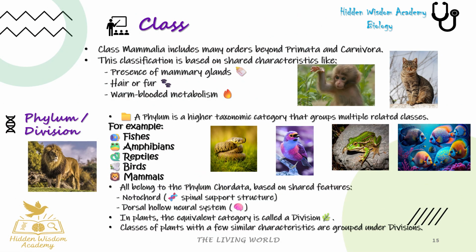Class. Class Mammalia includes many orders beyond Primata and Carnivora. This classification is based on shared characteristics like presence of mammary glands, hair or fur, and warm-blooded metabolism.